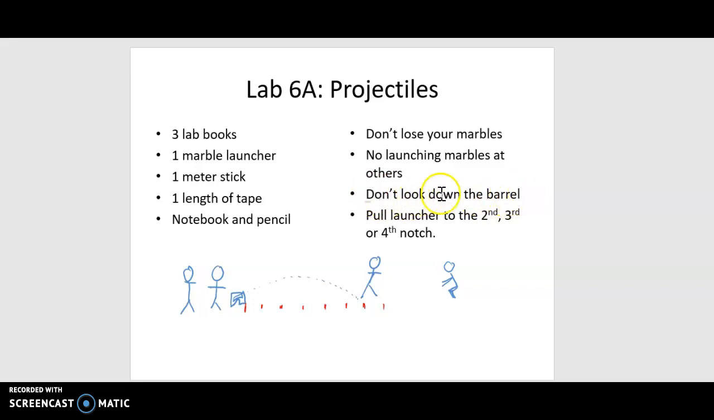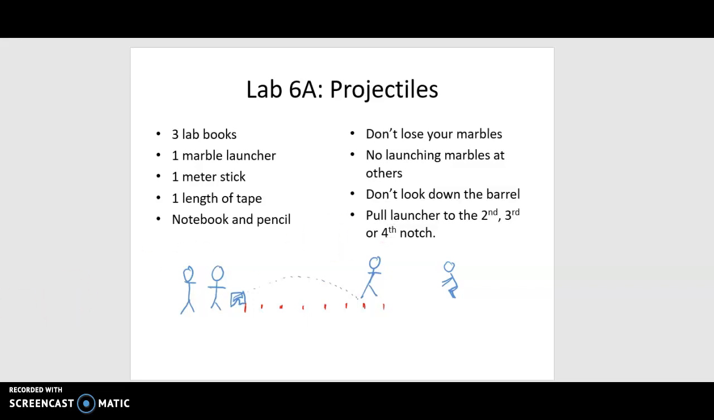Then don't look down the barrel. I'll let you figure out that one. And then pull the launcher back to the second, third, or fourth notch. You'll have 5 notches that you can choose from. 2, 3, or 4, that's what you choose, and you stick with it the rest of the lab. So either notch 2, 3, or 4, you just choose one and you go with it. Don't use 1 or 5. It's pretty inconsistent when you choose those.